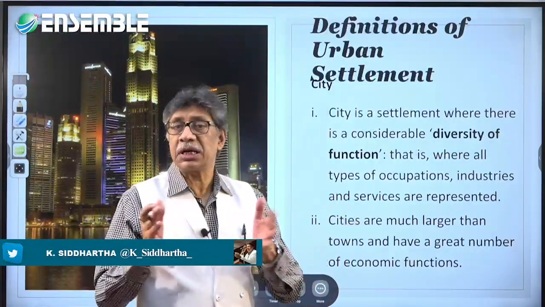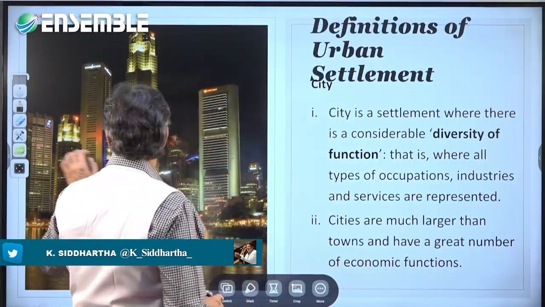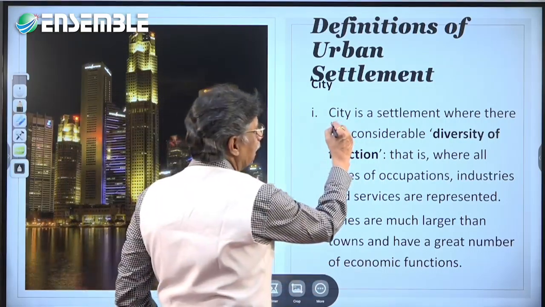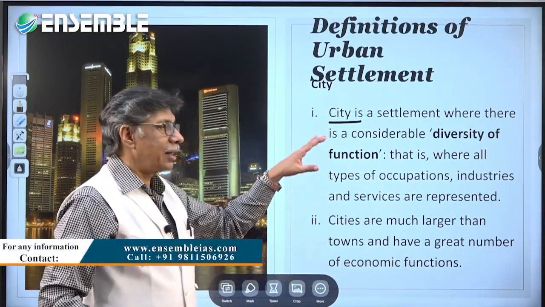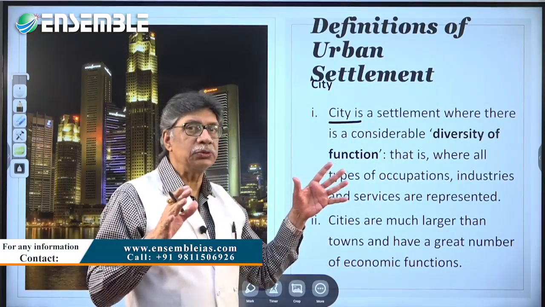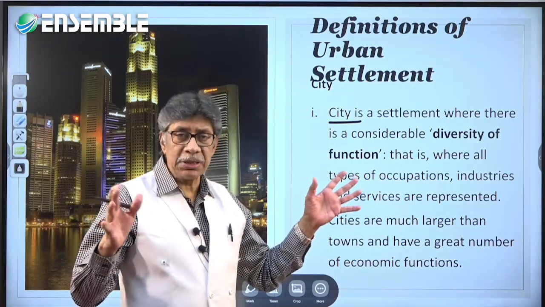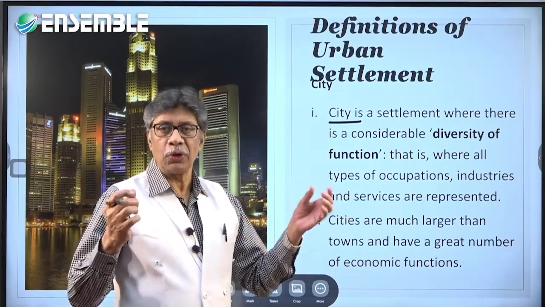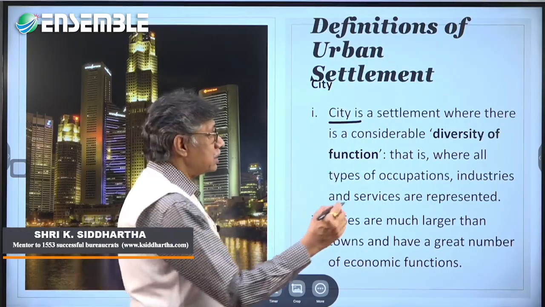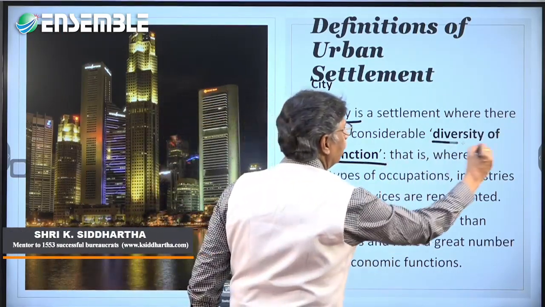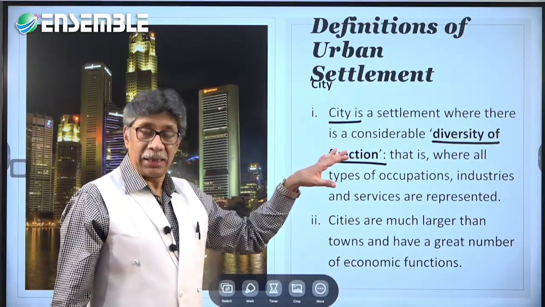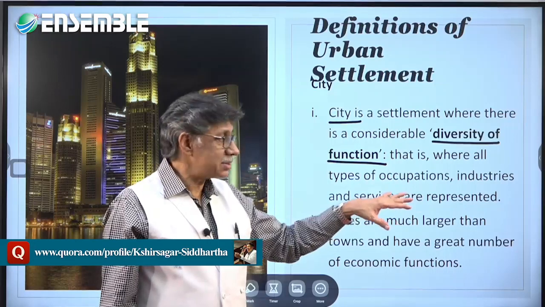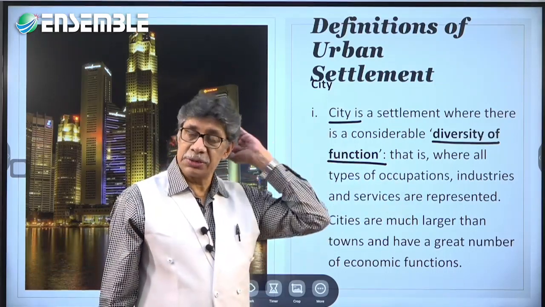Then the second part is going to be a city. A city is going to be very, very different. And when we say that a city is different, it is different from a town because it has a diversity of function. That means you are going to find a variety of types of functions in this place, not one, not two, and it is this diversity of function that makes it very distinctive. And that means it will have all the occupations, industries and services represented in this place.